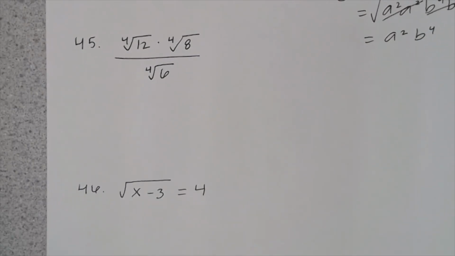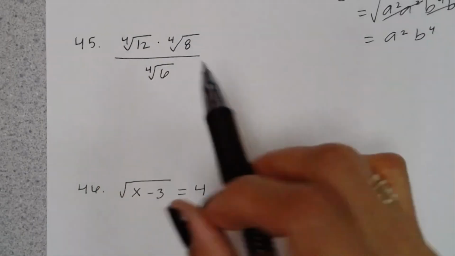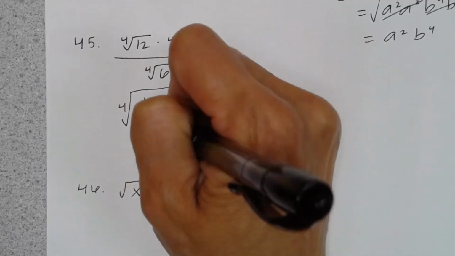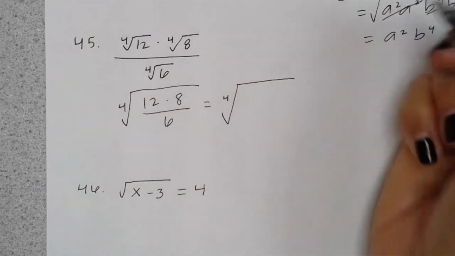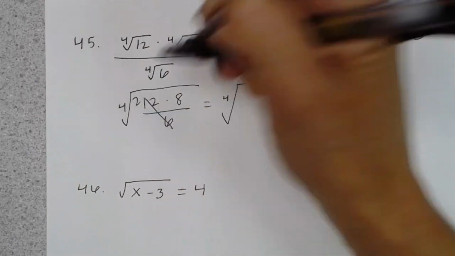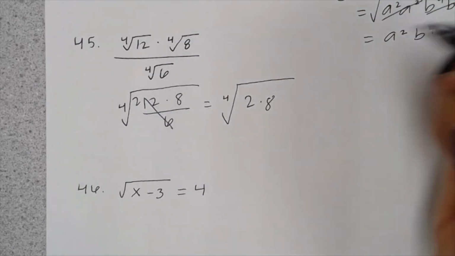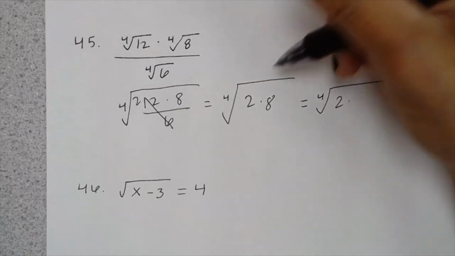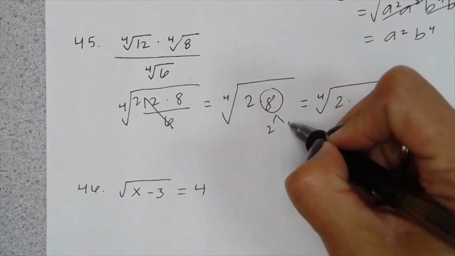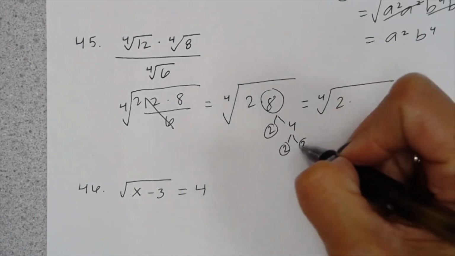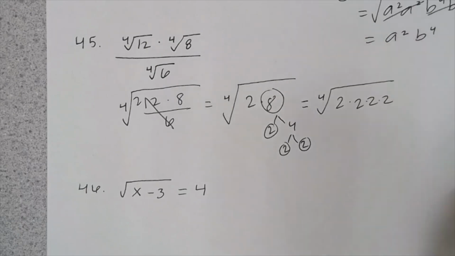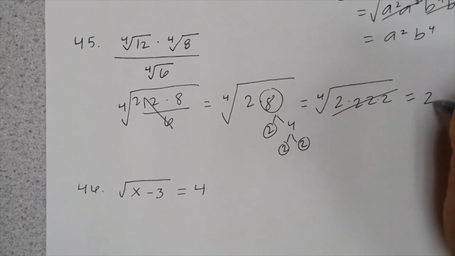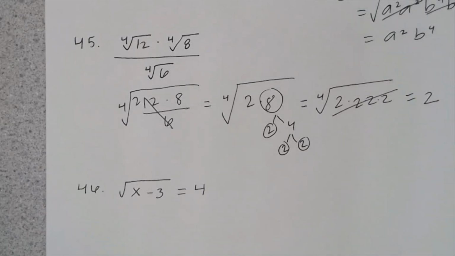For 45, we're going to do the same. Because they all have a 4th root, we're going to rewrite this as one big 4th root problem. So now we'll reduce, and the 12 and 6 reduce and leave a 2, so you get 2 times 8. And then we can just break this down. The 8 breaks down to 2 and 4 and 2 and 2. So you get 3 2's, and you pull them out in a set of 4 because it's a 4th root, so they all come out and your answer is just 2. There's nothing left underneath the radical anymore.